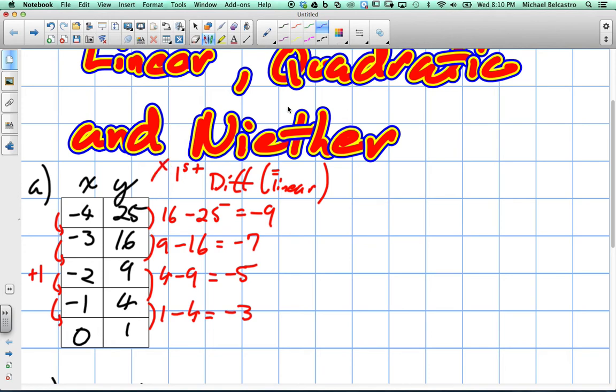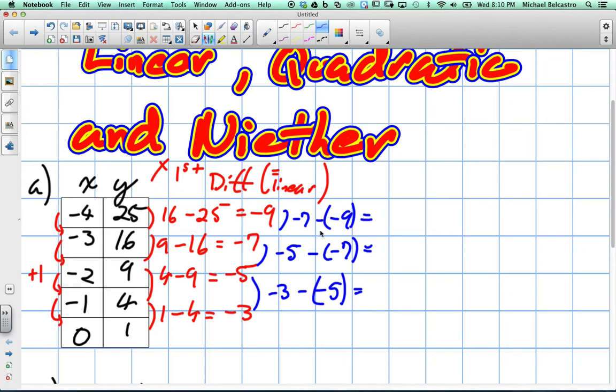Okay. Next, what we're going to do is called second differences, and that's where you take the difference of the first differences. Same pattern. We'll start from the bottom and come up. So we'll take negative 3, subtract negative 5. Okay. We'll take negative 5, subtract negative 7. And we'll take negative 7 and subtract negative 9. Okay, and we'll figure out what these are.